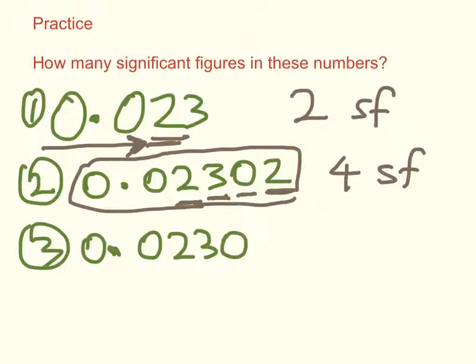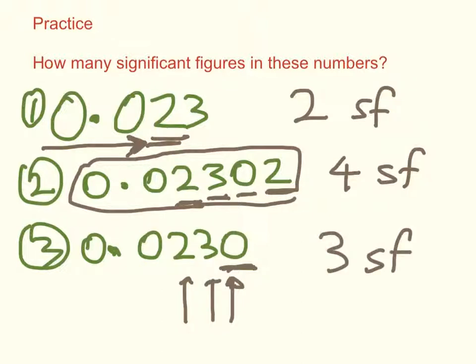Now the last number, again, has a 0 at the end. And because someone has bothered to write that 0 down, it means that we're getting information that there really is nothing in that tiny 10 thousandths column. So this number has 1, 2, 3 significant figures.